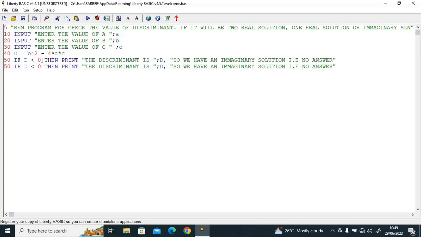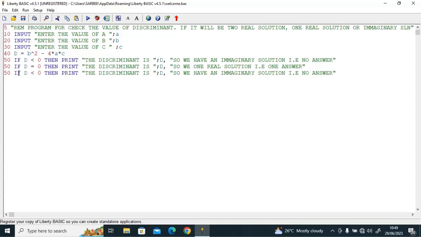Now if the d is equal to 0, then print this one. We have 1 real solution. That is 1 answer. Did I get it right? So next one, Control V.